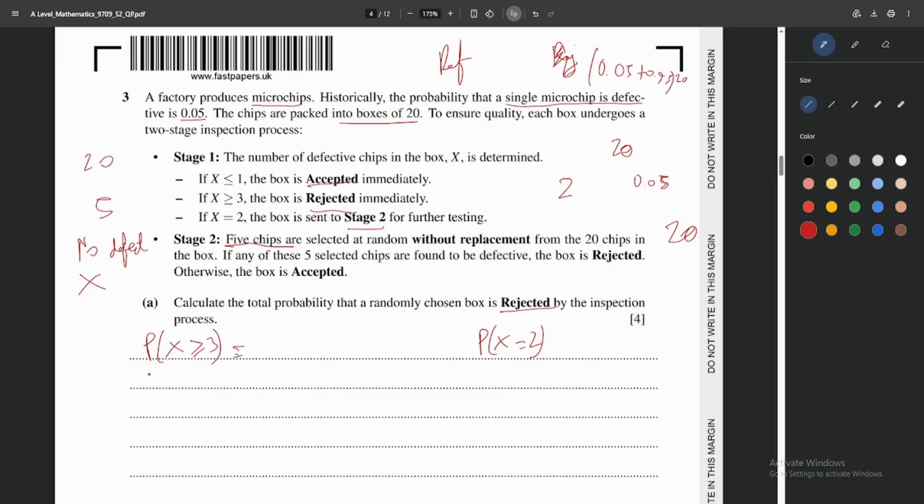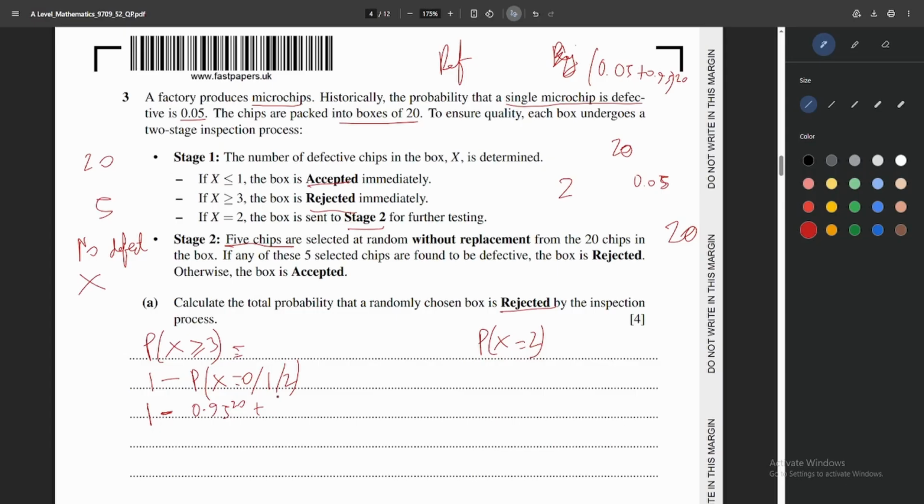The easier way to do it would be to subtract from 1 the cases where x is equal to 0, 1 or 2. Because if you do 3 or greater, we have to add from 3 to 20, right? So instead we just subtract from 1 the cases when x is equal to 0, 1 or 2. So let us do that. So 1 minus, the case when there's 0 defective, which is 0.95 to the power 20.